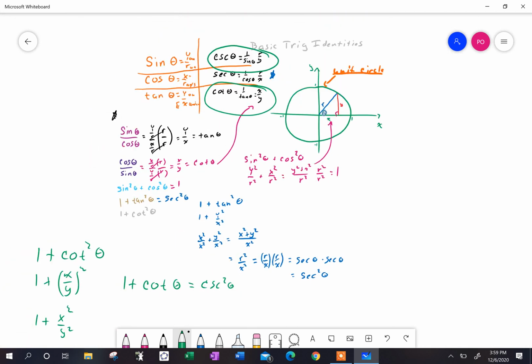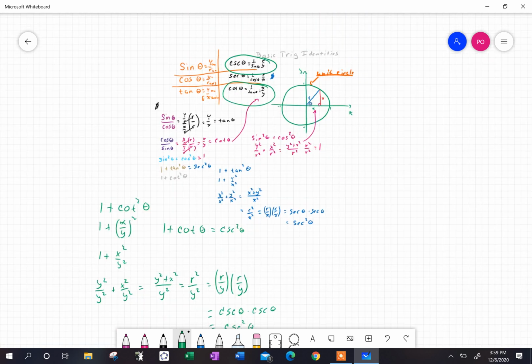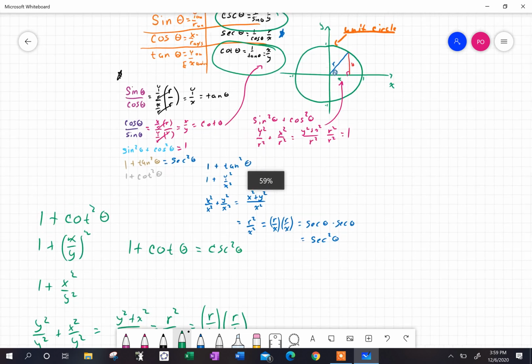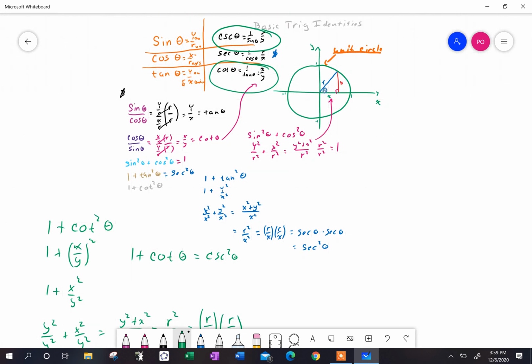And those are my basic trig identities. I'm not going to get into the negative values right now, like sine of negative theta, cosine of negative theta, tangent of negative theta. But that's for another day.